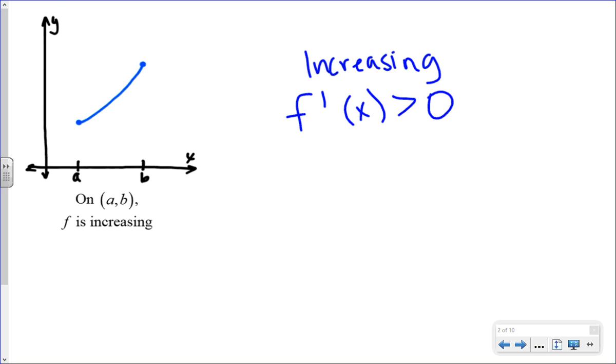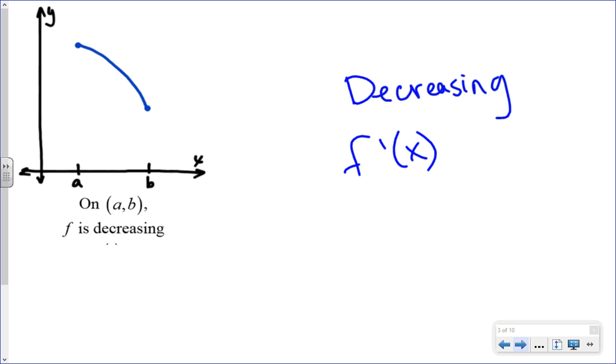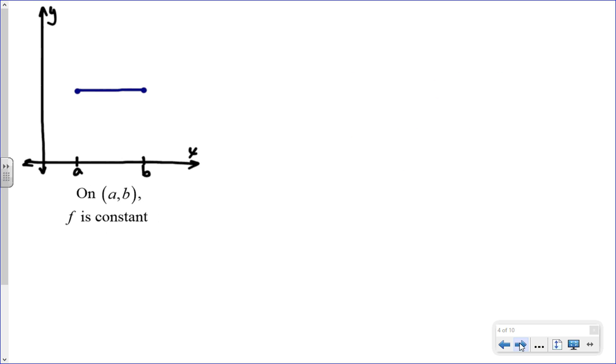Do you agree? If we have an interval that is decreasing, what do we know about the derivative? It's less than 0. You can see in that picture, if we draw little tangent lines, they would all have negative slope. If we have a decreasing function, we have a negative derivative. And the nice one, if it is constant, what do we know about the derivative? We have no slope there, which means our derivative is 0.